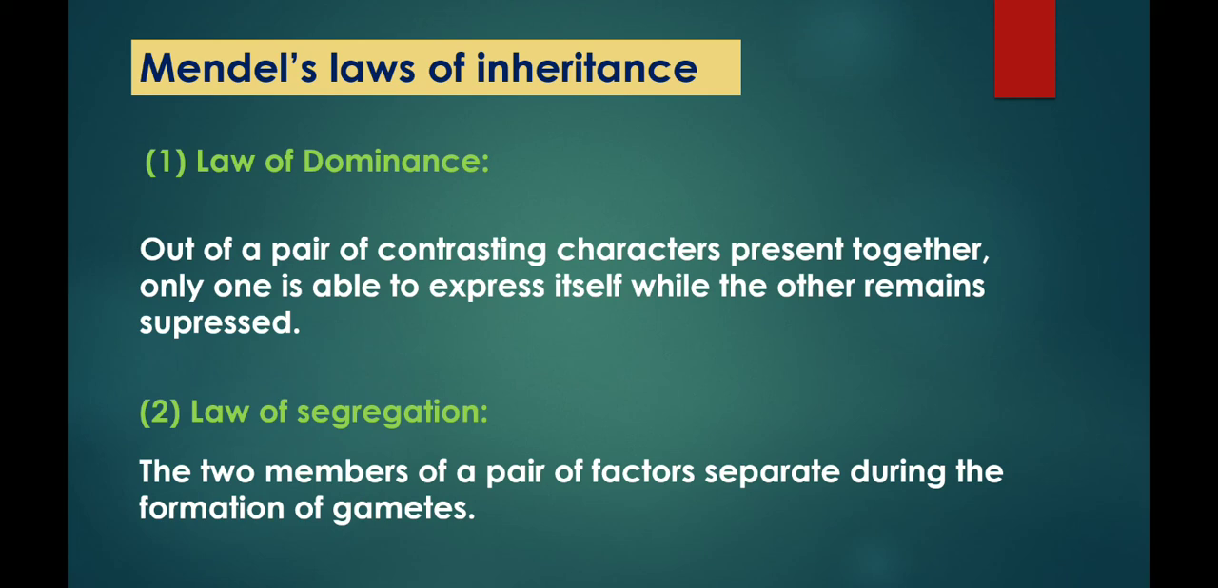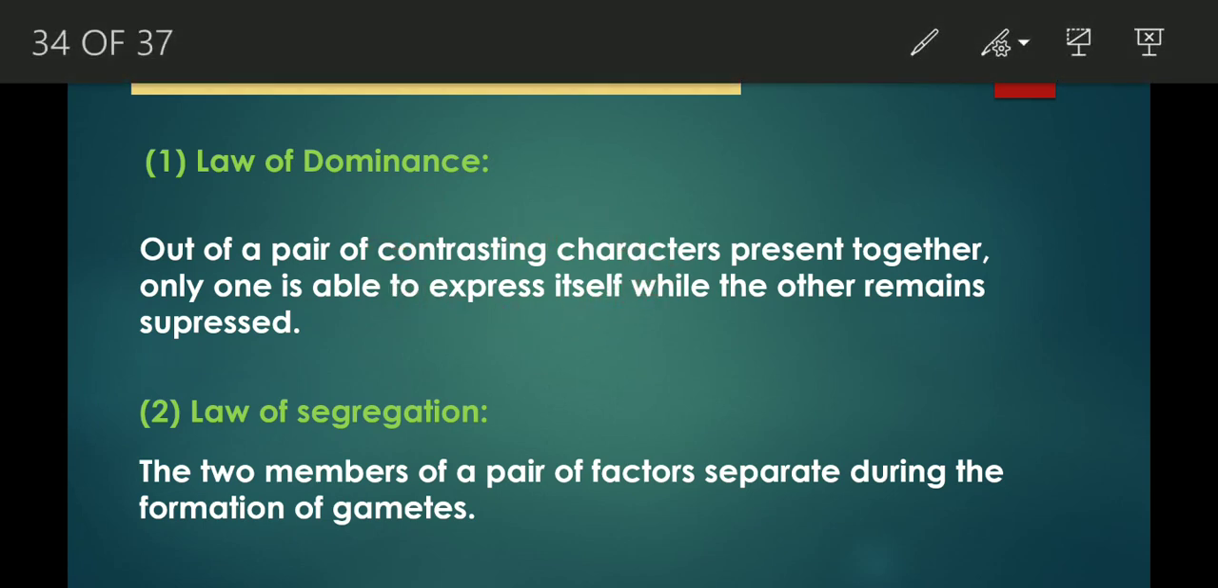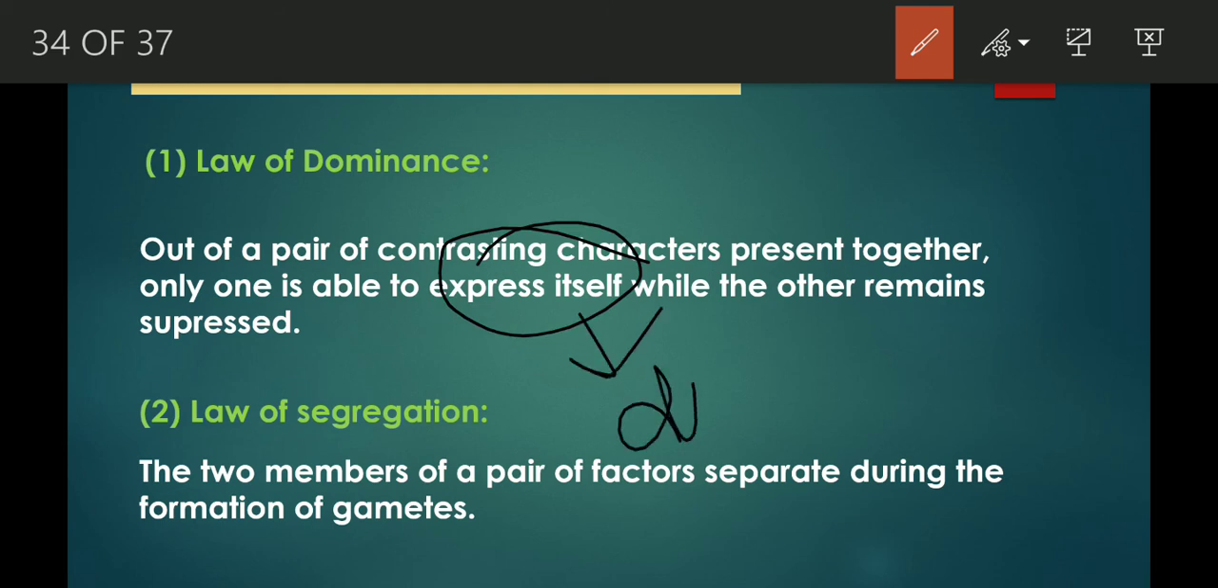First is the law of dominance. Here it has been said that out of a pair of contrasting characters, that means out of a pair of characters that are present together, only one will be able to express itself. That means that will be the dominant character. The one which expresses itself is the dominant, which will suppress the other character present in the pair. That means the other one will be the recessive.